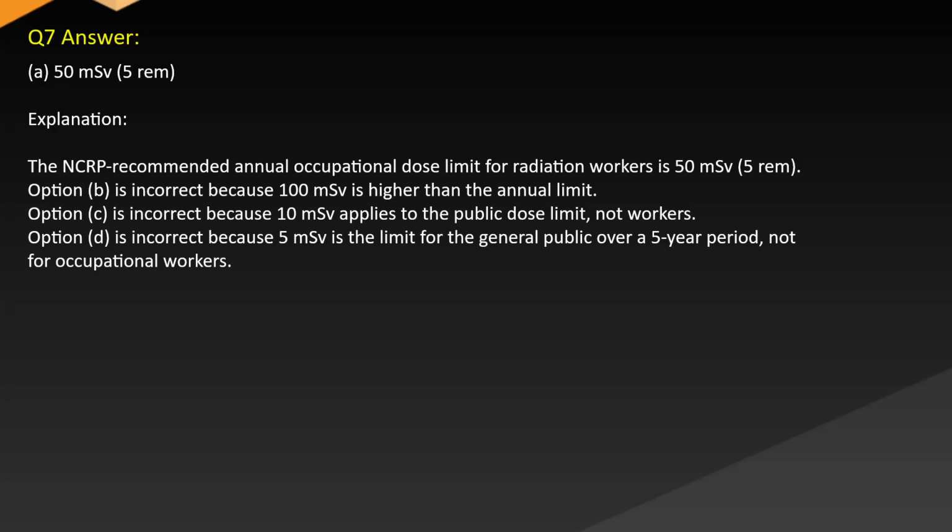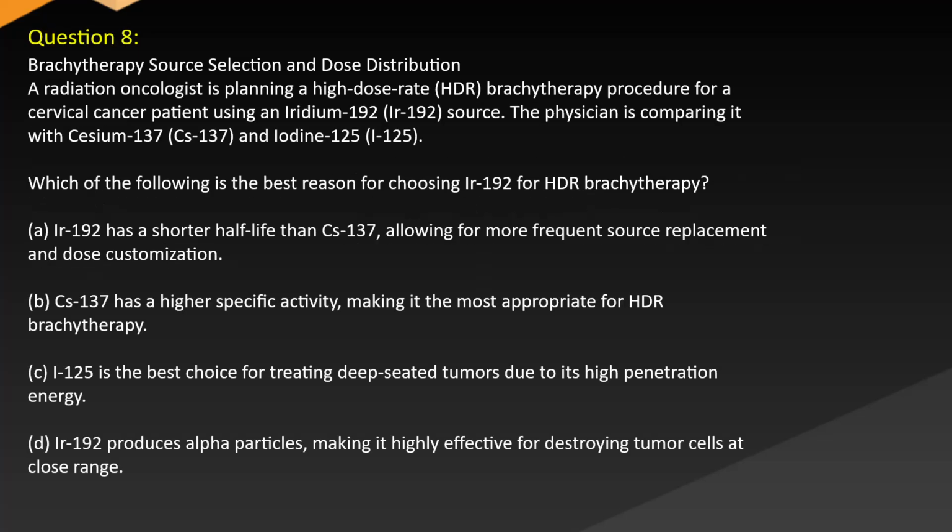Option D is incorrect because 5 mSv is the limit for the general public over a 5-year period, not for occupational workers. Question 8. Brachytherapy source selection and dose distribution.